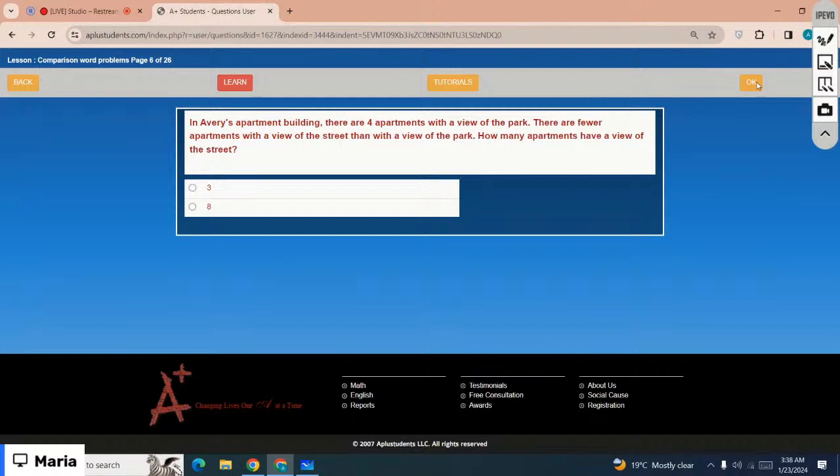In an apartment building, there are 4 apartments with a view of the park. There are fewer apartments with a view of the street than with a view of the park. How many apartments have a view of the street? Which is the correct option? The apartments that have a view of the park are 4. You have to select the option for the view of the street, but the number must be fewer than 4. So which number is fewer than 4? 3. That means 4 apartments have a view of the park and 3 have a view of the street. The correct option is 3.